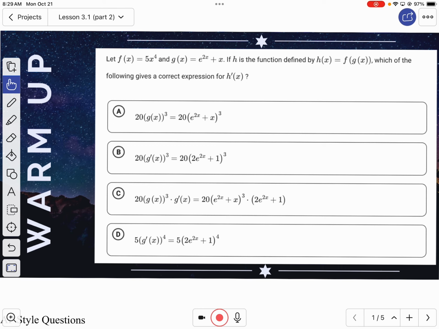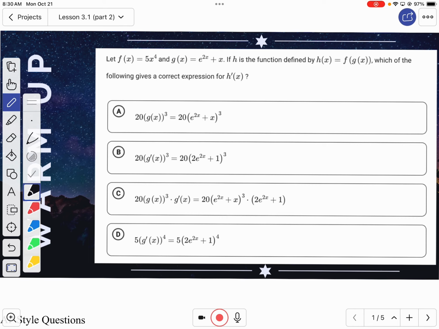So it says let f of x equal 5x to the fourth, g of x is e to the 2x plus x, and then they tell me that h is defined by that composition, f of g of x. So which gives the correct expression for h prime? I think it's interesting that there's equality in these, and I think that's just to confuse you.